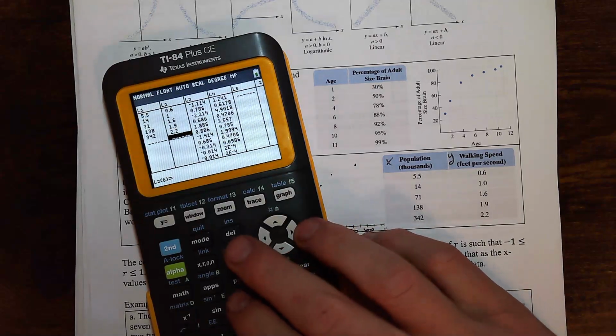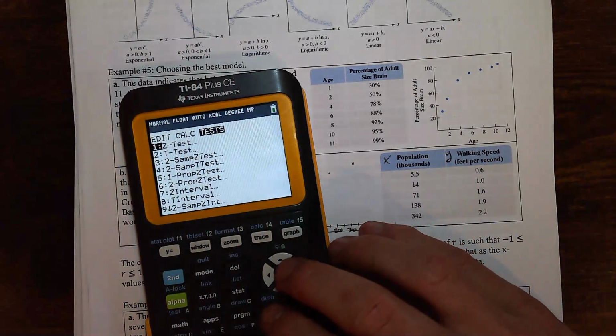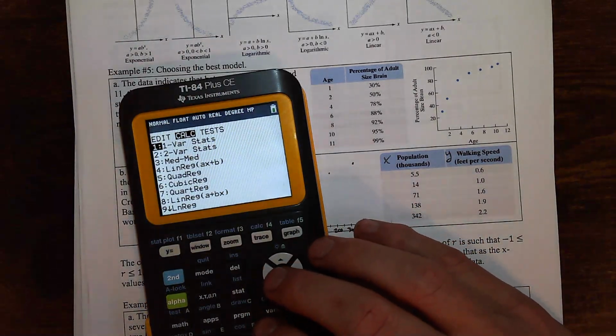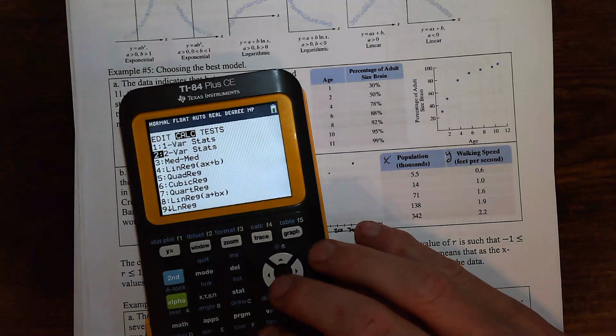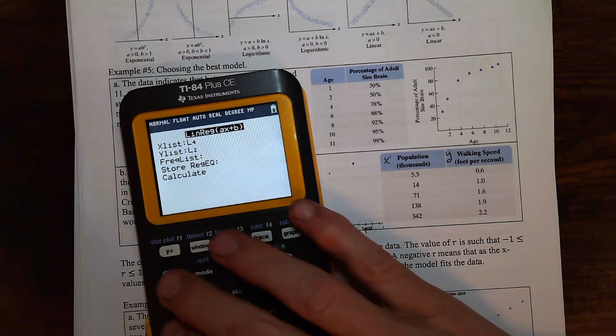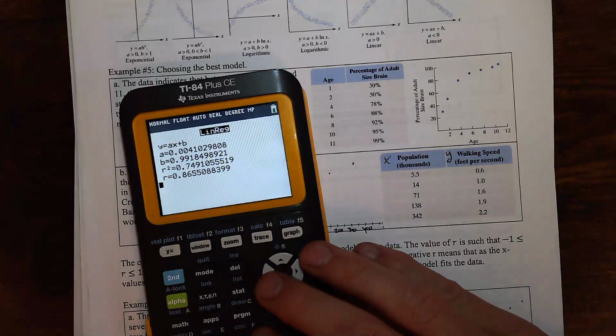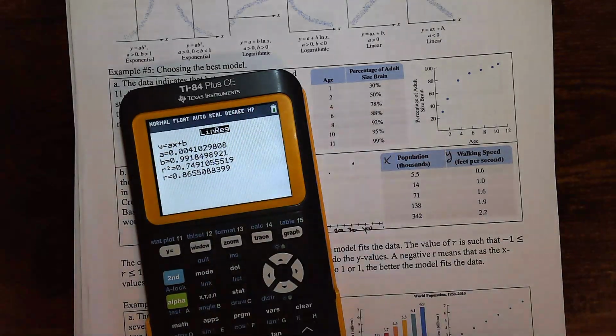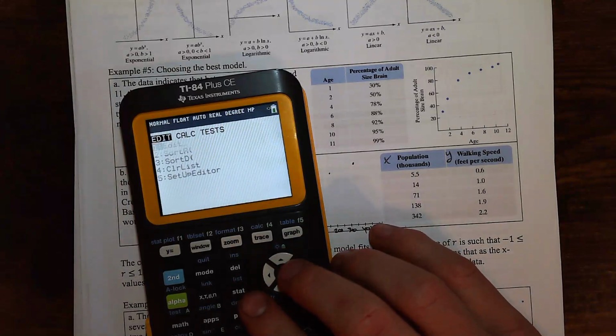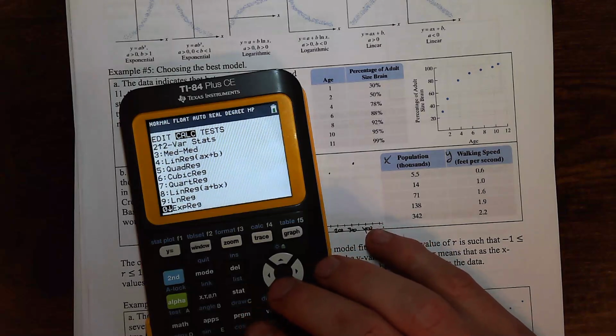Then you could go to stat. Now let's go through the options here. Stat, calc. You've got LinReg, which is the linear one. I'm going to select that one, with L1, L2, and what I want to look at is the R value. The R is 0.865, and above 0.8 is strong, so 0.865 is pretty good. I want the highest R value. So 0.865 is my linear one. I should be writing this down, but I'm not.